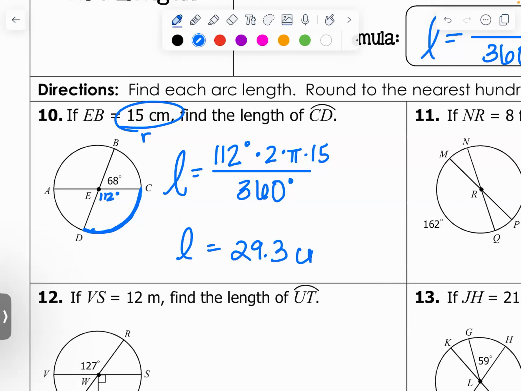29.3. Okay, so if we were to take a string and we were to put it over that piece, like if this were a piece of string, I could take it and put it on a ruler and it'd be 29.3 centimeters. Okay, the degree measure is 112, right? If we use like a protractor, okay? But the length, like the actual measure with a ruler, is 29.3.